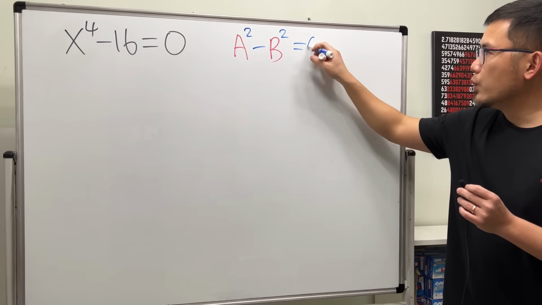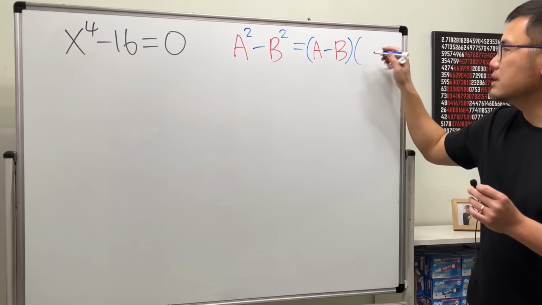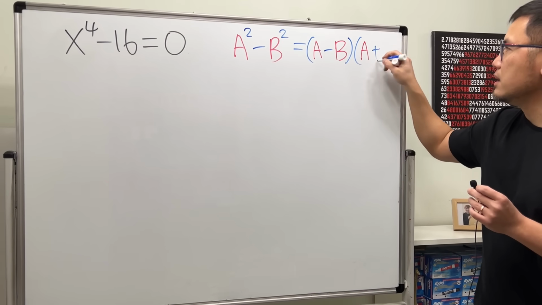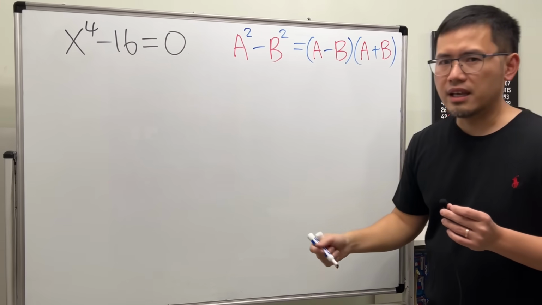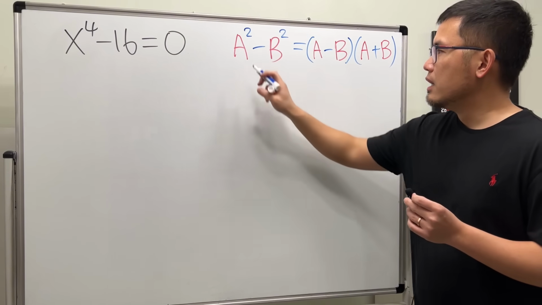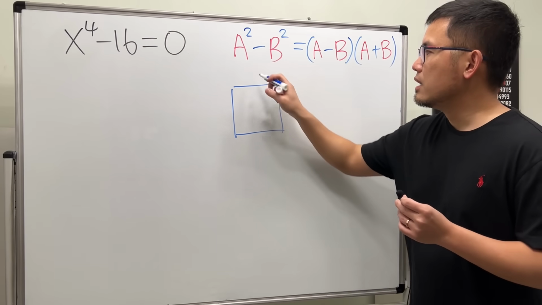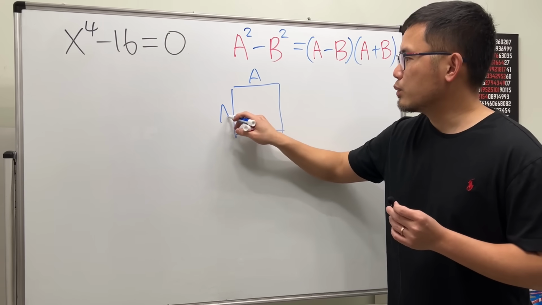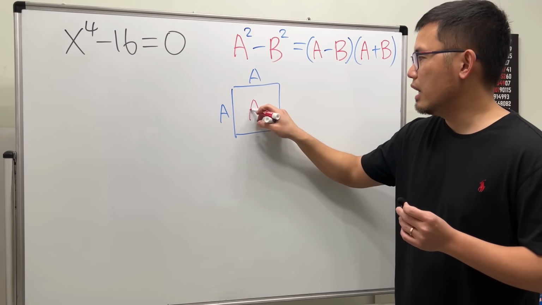If we factor this, we will get a minus b times a plus b. That's the formula, but why is this the case? Let me explain real quick. So a square, we can look at it as literally a square, like this. Let's say this side is a, likewise this side is also a, and as you can see, the area right here is just a squared.